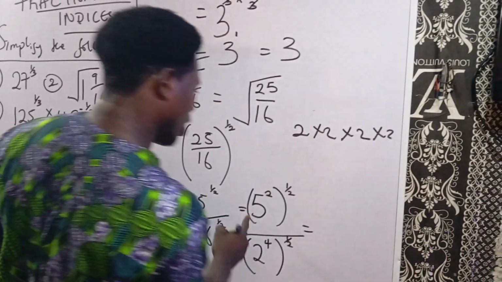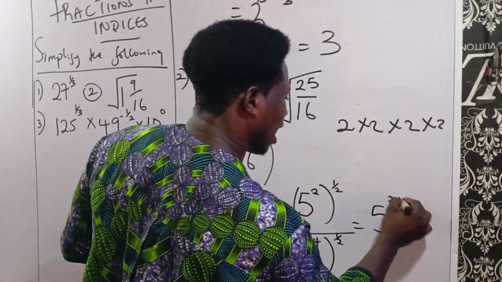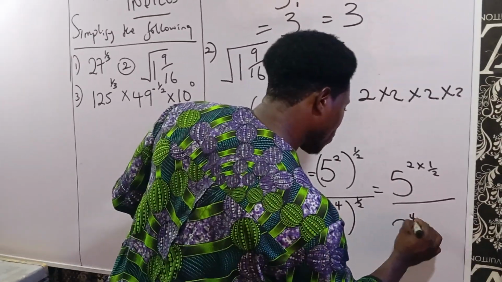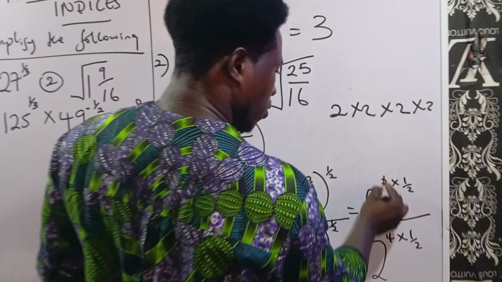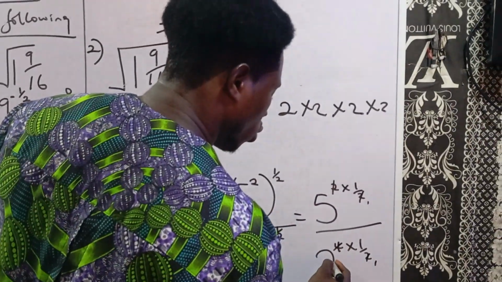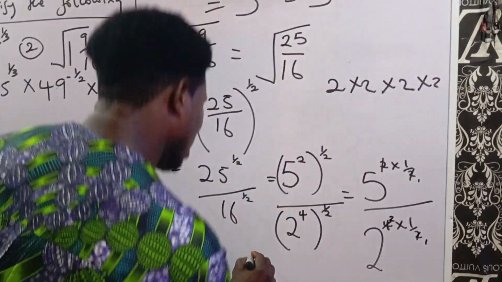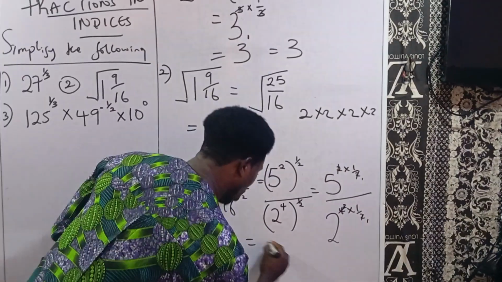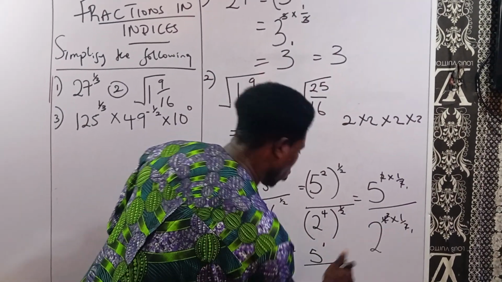To solve this again, we have 5 raised to power 2. Remember, 1 over 2 is times 1 over 2, all over 2 raised to power 4 times 1 over 2. Something can be divisible. 2 cancel 2, we have 1. 2 cancel 1, 2 cancel 4, we have 2. So the remaining answer here is 5 raised to power 1 times 1 is 1. We have 5 raised to power 1 over 2 times 1 is 2.